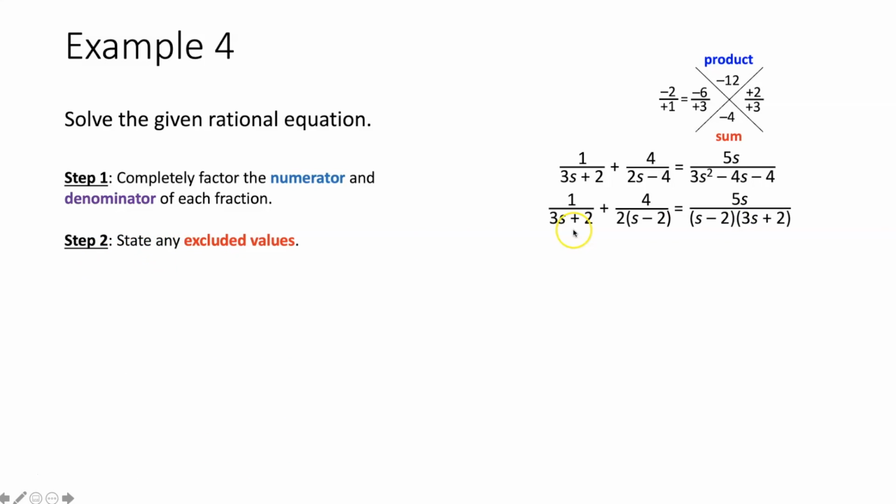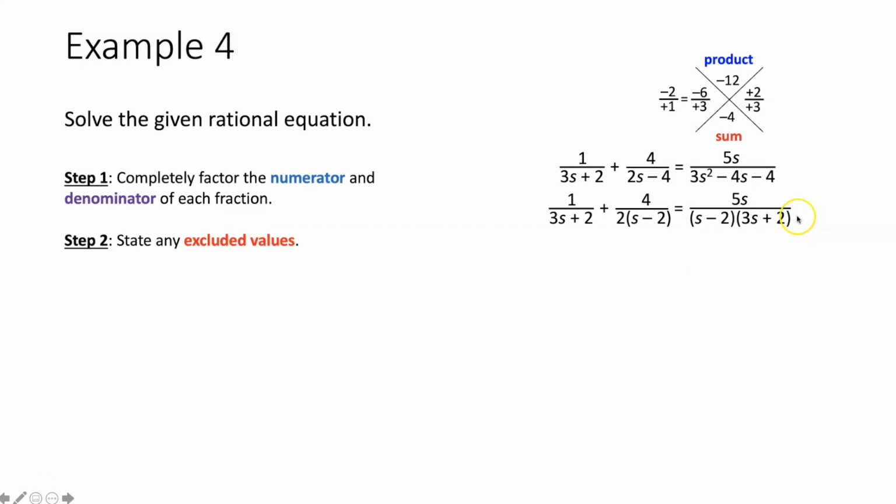So what values of s would cause any of these denominators to equal 0? So we set this denominator equal to 0, solve for s. So when we do that, we subtract 2 on both sides, divide both sides by 3. We get s is equal to negative 2 over 3. That's one of our excluded values. Here, we set this denominator equal to 0, solve for s. We divide both sides by 2, add 2 to both sides. We get s is equal to 2. That's one of our excluded values.